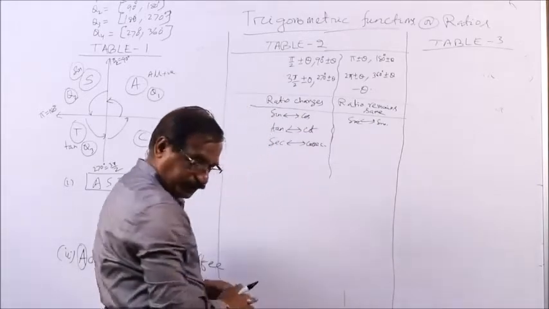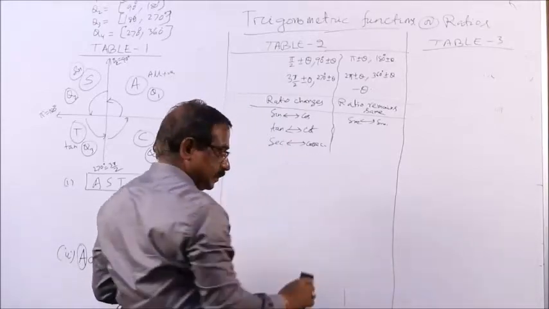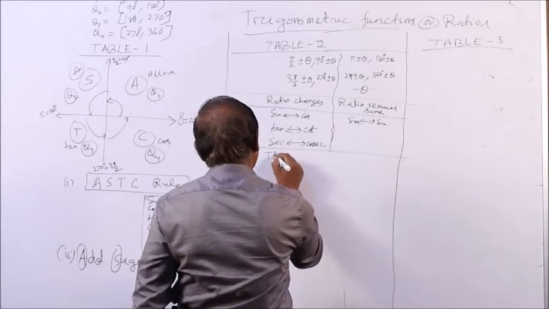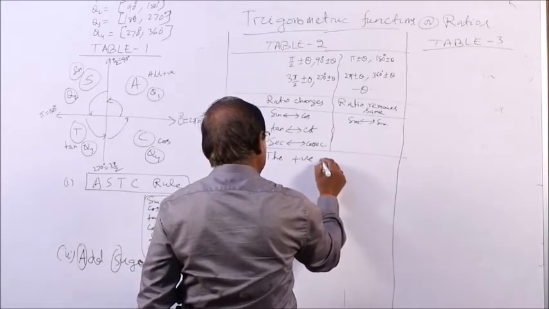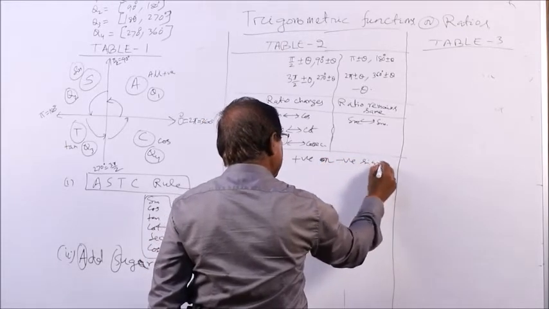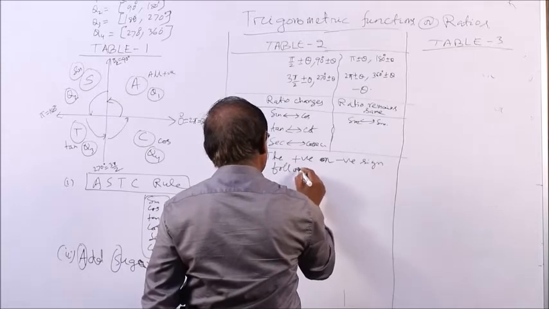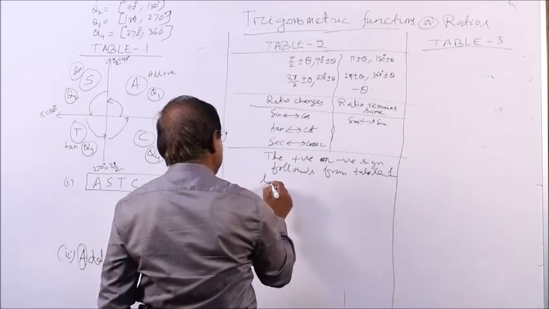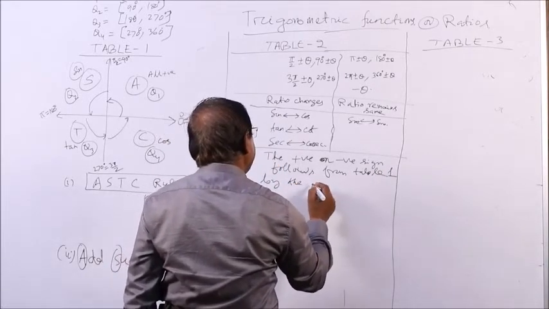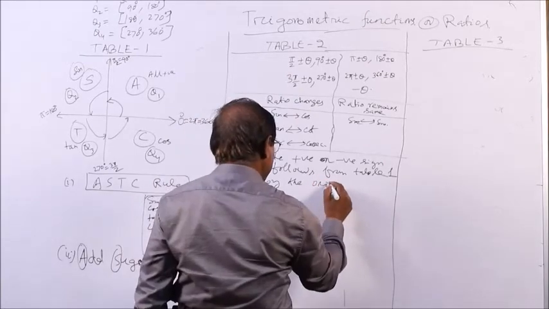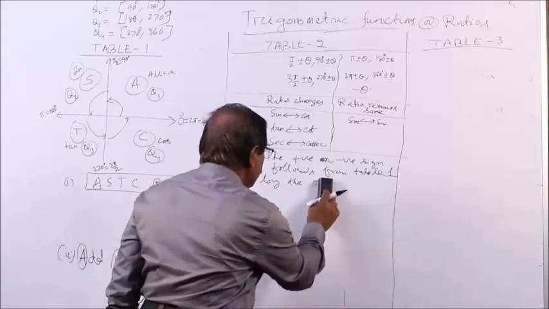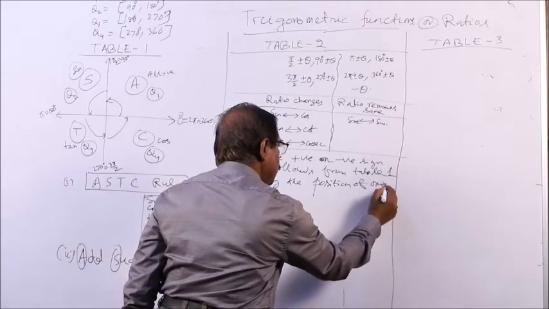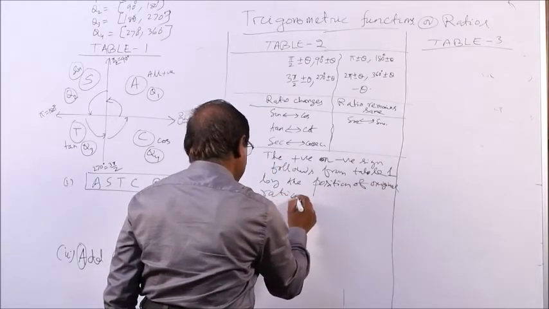Okay, the positive or negative sign follows from table 1, by the position of the original ratio. You see, what does it mean?